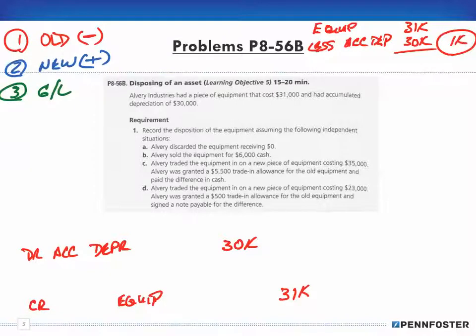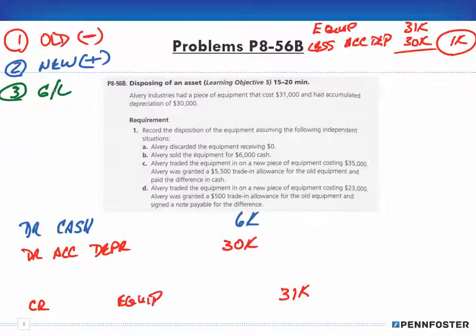Okay, so number one here, since Avery sold the equipment for 6,000 in cash, I have to take the equipment off. So that's number one. Number two, what am I getting? Well, I'm getting cash, debit. I'm increasing my cash, so it's a debit to cash for $6,000. That's what I'm adding. I'm adding what's new.